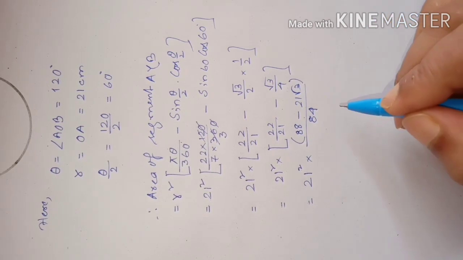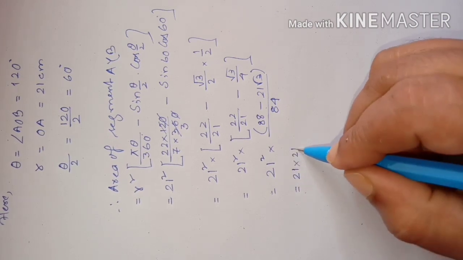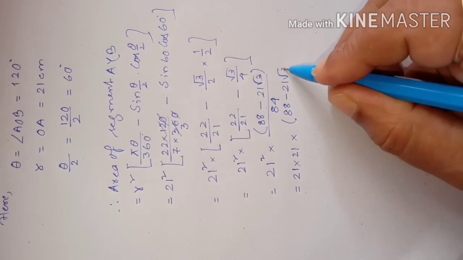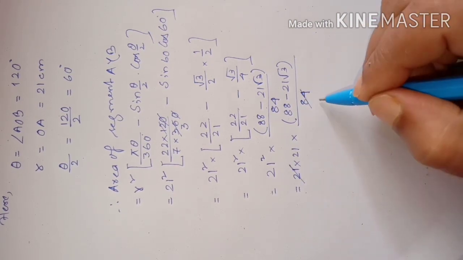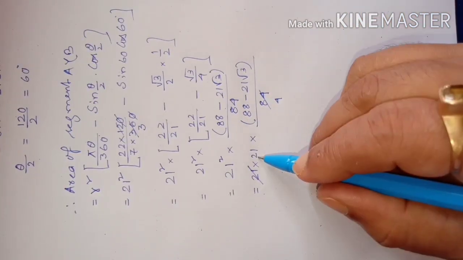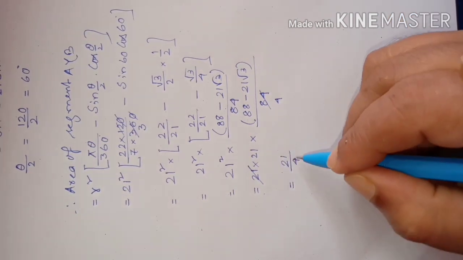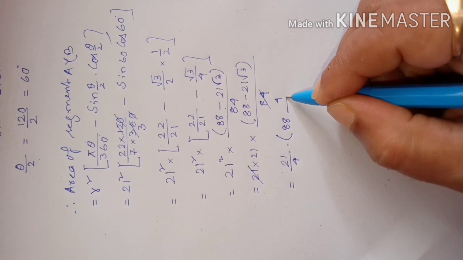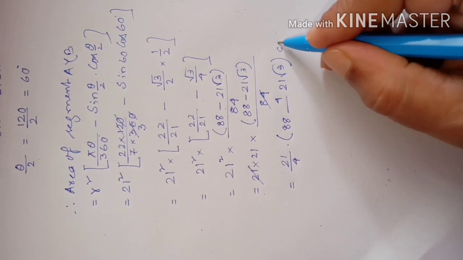Let us write it in bracket. 21 square means what? 21 into 21, into bracket 88 minus 21 root 3 divided by 84. By this 21 you can cancel this one 4 times. Dear students, 21 4 is 84. Now this 21 is numerator, this is denominator. We can keep it this way: 21 by 4 aside into bracket, this number you write, 88 minus 21 root 3. Centimeter square.